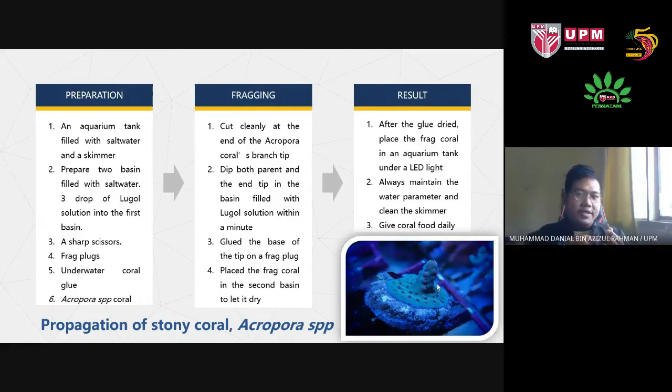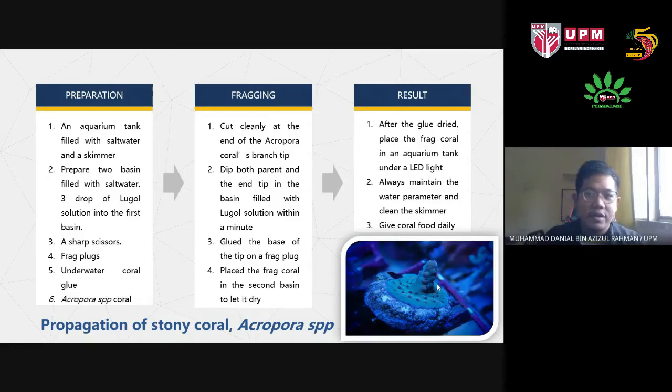you glue it on the base onto a frag plug, and then we call it a frag coral. The frag coral is then put in the second basin to let it dry. So in the result, after the glue has dried, take the frag coral and place it in an aquarium tank.